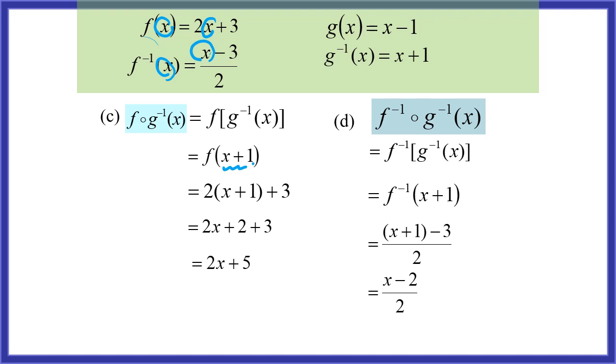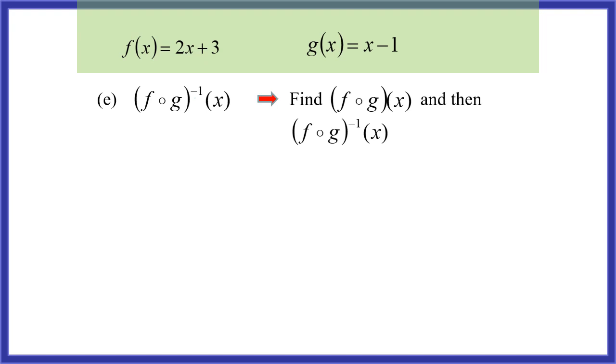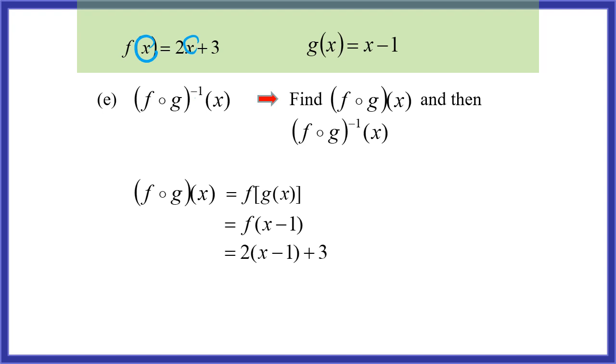Now continue with question E. F of G and then inverse. What this means is we have to composite the F and G first and then find the inverse. So find the composite of F of G. F of G is equal to F of Gx. The Gx is replaced by x minus 1, and then the x in the Fx we replace by x minus 1. So it will be 2 of x minus 1 plus 3. So we have 2x minus 2 plus 3, so it's equal to 2x plus 1. So now we have the F of G.